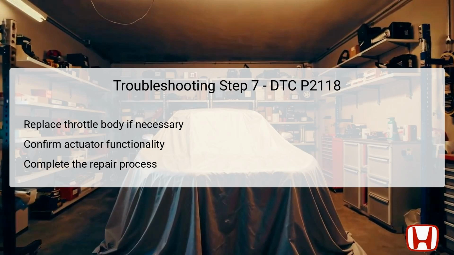After the replacement, conducting a functional test on both the throttle actuator and the ECM is crucial to verify their interaction and ensure they operate seamlessly. Complete the repair process by rechecking for any stored codes and performing a road test to confirm that the issue is fully resolved and that there are no remaining symptoms related to the DTC P2118.